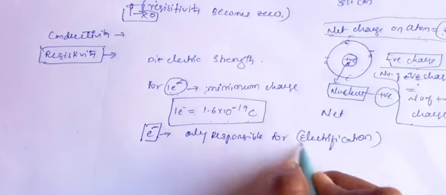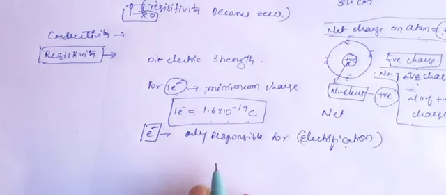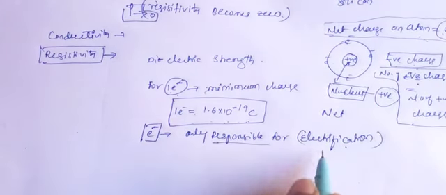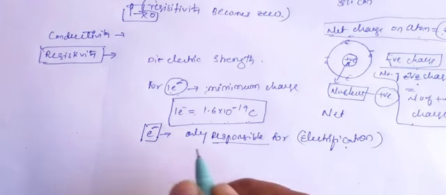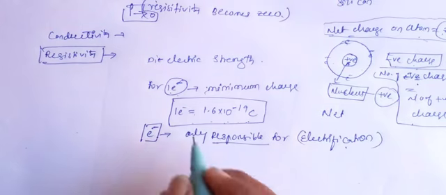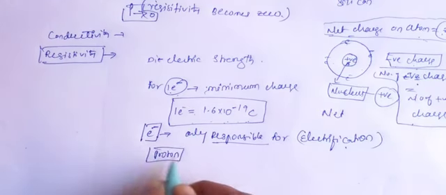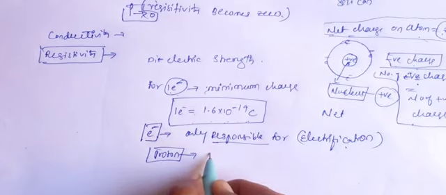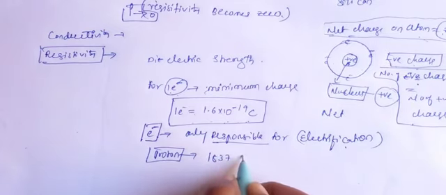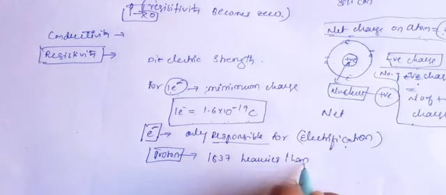Already we learnt about this electrification. So the electron is only responsible for the electrification. Why is the proton not responsible? Why is the proton not in motion? Because the proton has the maximum mass, that is, the proton has a mass 1837 times heavier than the electron mass.